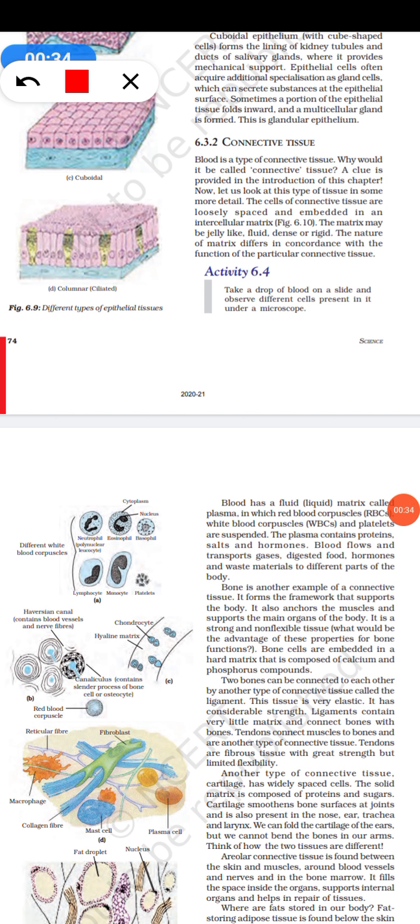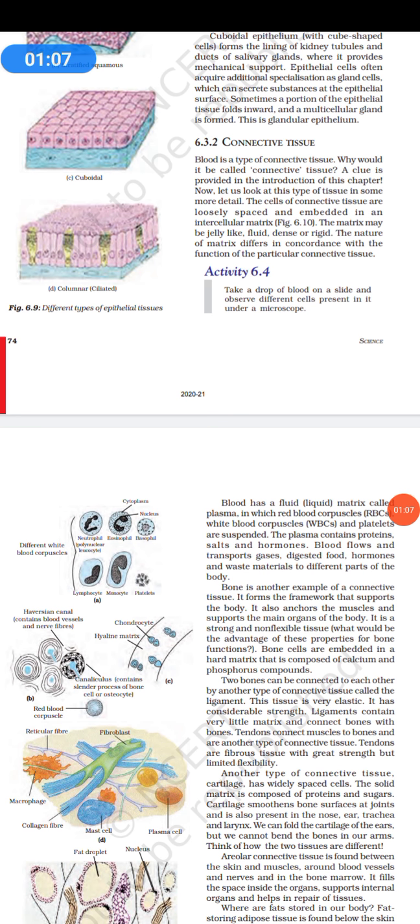It is to transport materials. Fine. So now the cells of the connective tissue are very loosely packed because they need to move here and there. They are embedded in an intercellular matrix, and this matrix is a jelly-like fluid, dense or rigid, and the nature of the matrix will differ in accordance with the function of the particular connective tissue.